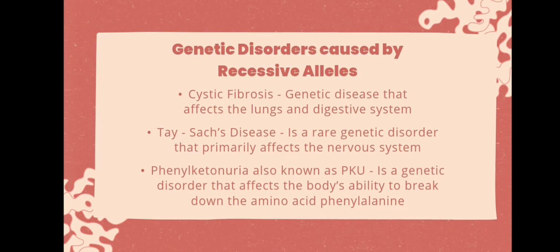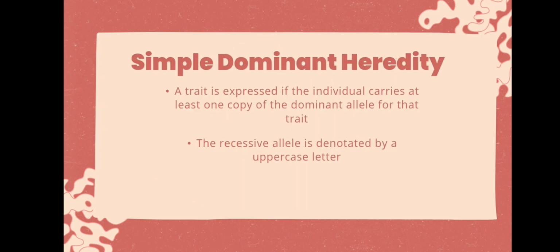These disorders are inherited in an autosomal recessive manner, meaning that a child must inherit a mutated gene from both parents to develop the condition. Now, let us move on to simple dominant heredity.